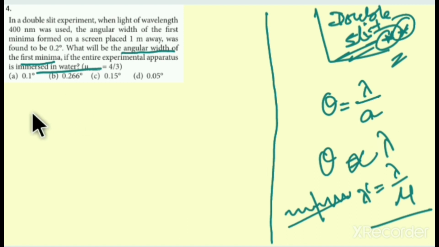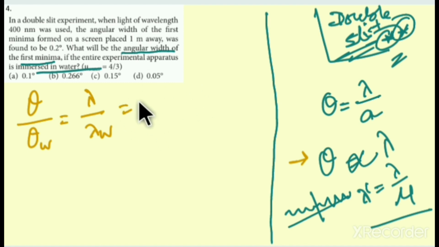What will we do? We have to find the angular width inside water. So we will simply calculate the ratio, and as theta is proportional to lambda, theta by theta w, w meaning water, is equal to lambda by lambda w. Lambda w is equal to lambda by mu. So it is lambda by lambda by mu, and these both lambda are equal, so our result will be only mu.